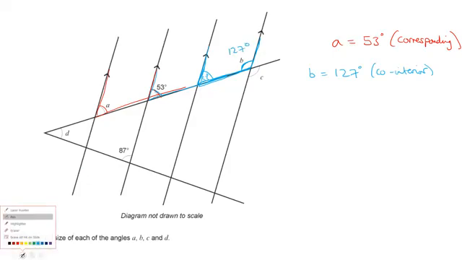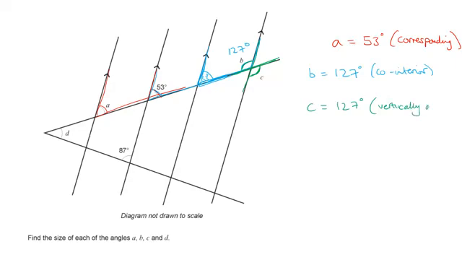Then moving on to C. For C, we get this X shape here, look, that I'm doing in green. This is called vertically opposite angles. Hopefully you remember doing that. These two angles here, B and C, are vertically opposite to each other. Vertically opposite angles are equal. So C is 127 because it's vertically opposite.